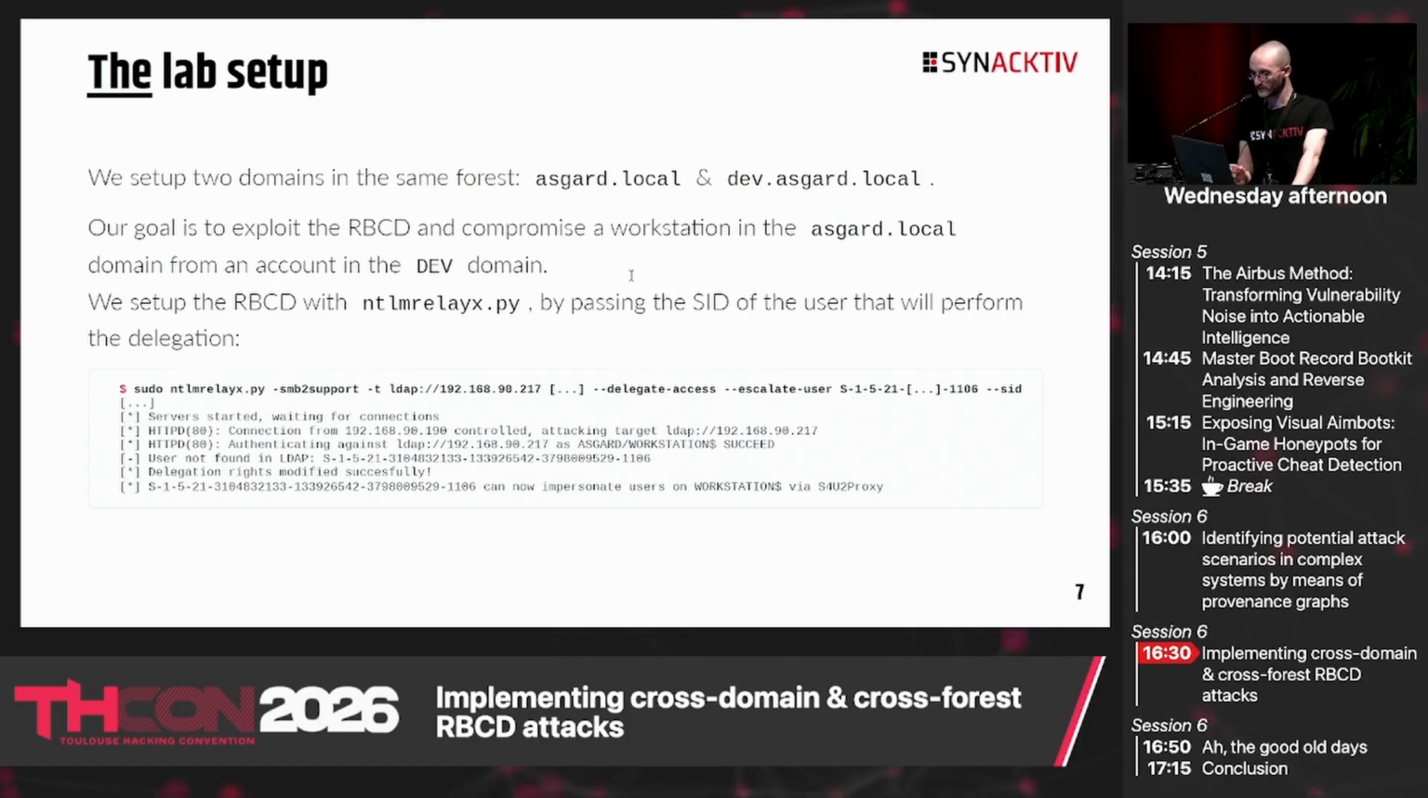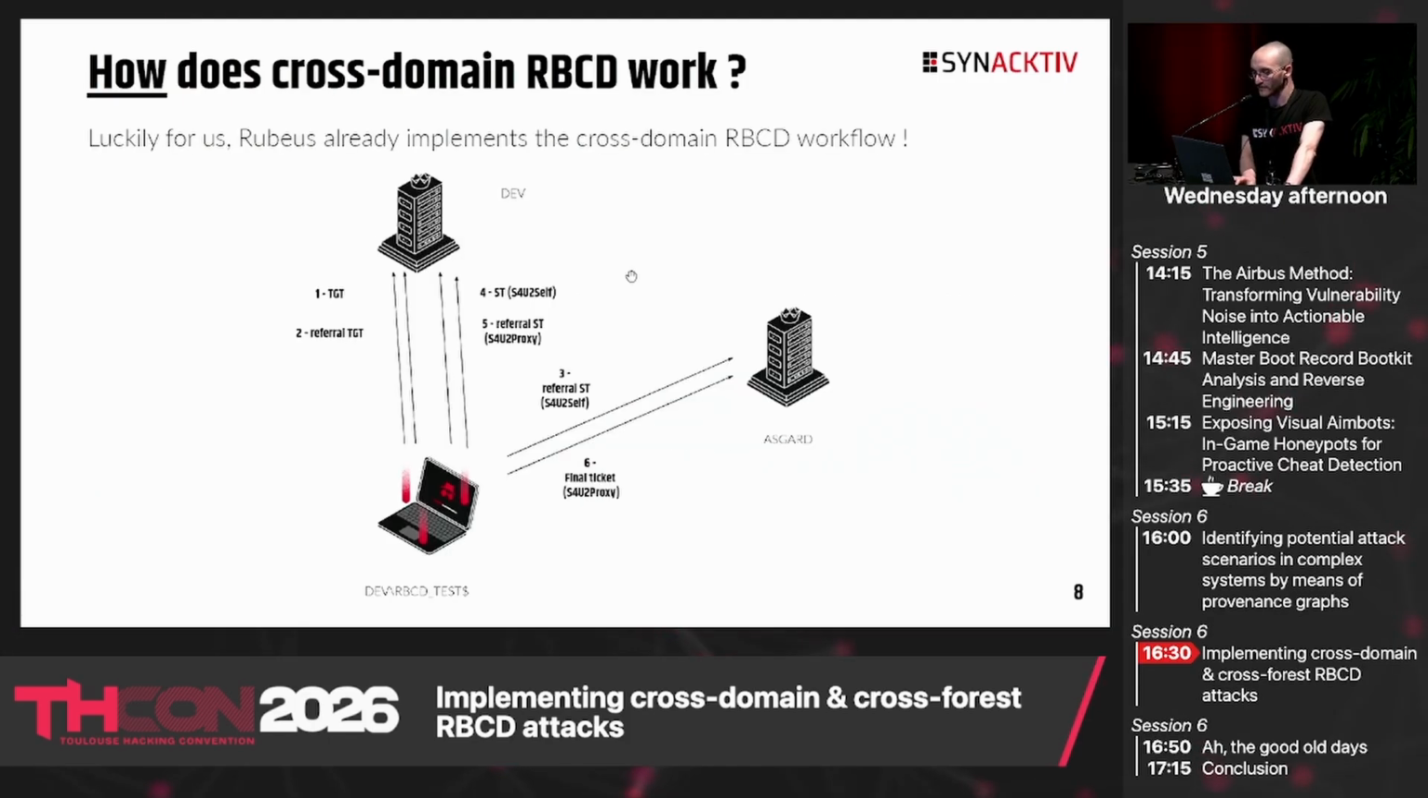So to do this, we did like we would in a real pen test. So we used NTLM relay X, coerced the machine with PetitPotam, and since we have a user that is not in the Asgard domain, it is necessary to pass the SID of the user that we control, because it is not present in the LDAP directory of the Asgard domain. So we did this, and now the RBCD was set up.